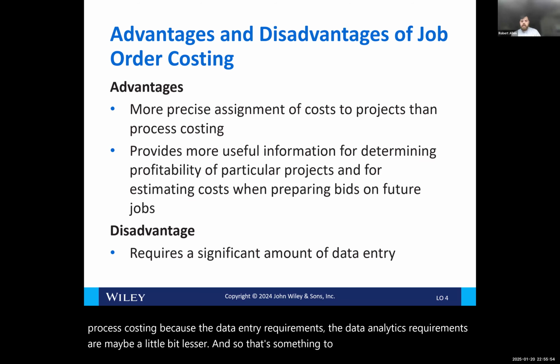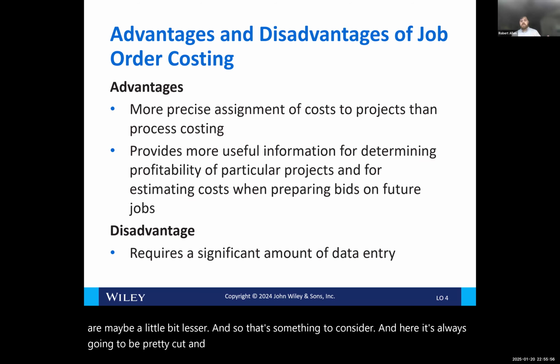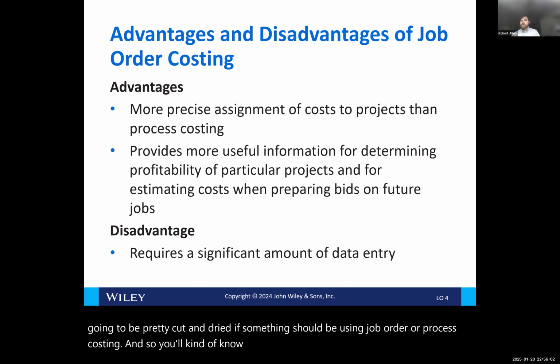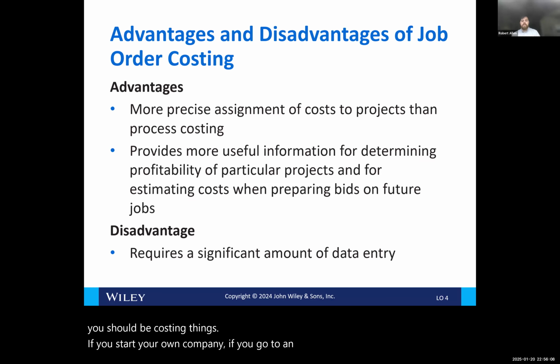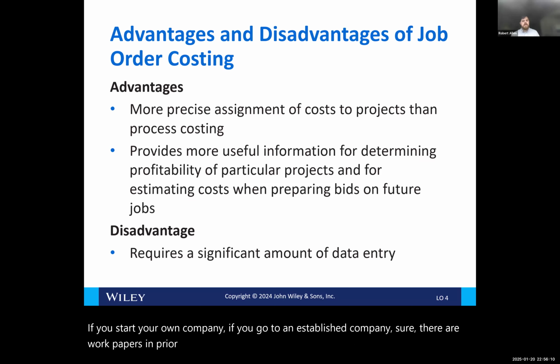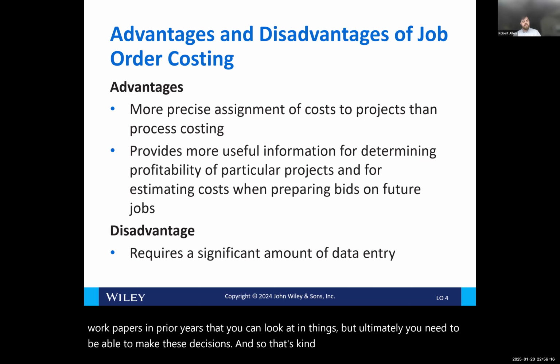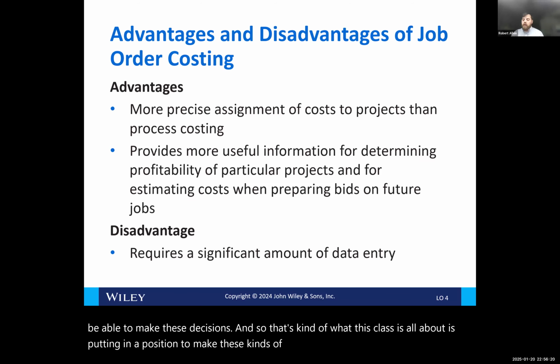And here it's always going to be pretty cut and dried whether something should be using job order or process costing. And so you'll kind of know. But in practice, no one's going to tell you how you should be costing things if you start your own company. If you go to an established company, sure, there are work papers from prior years that you can look at. But ultimately, you need to be able to make these decisions. And so that's what this class is all about, putting you in a position to make these kinds of decisions for yourself.